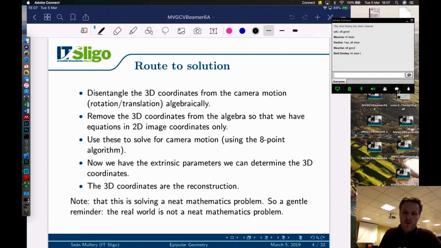Okay. So note that what we're going to do tonight is solve a neat mathematics problem. And just a gentle reminder that the real world is not a neat mathematics problem. So all the time we're going to be looking at the different things that could make this problem not work nicely for us.